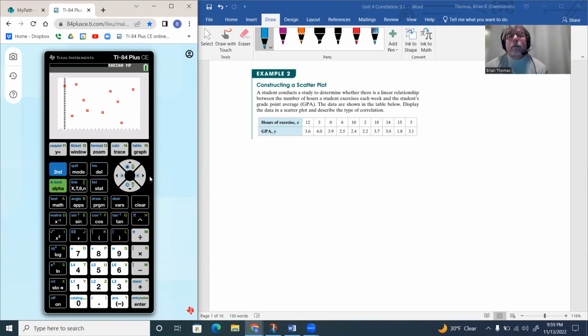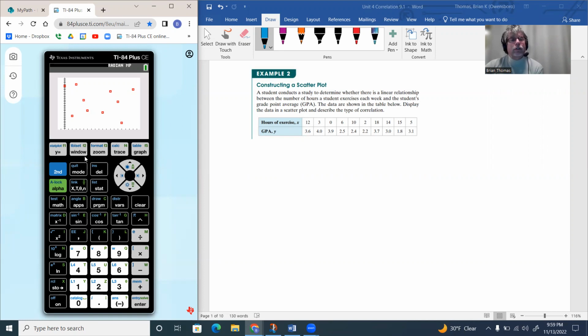So in this data, they were talking about, again, does exercise each week affect a person's GPA? Well, I would say based on this data, exercising and your GPA don't have any correlation whatsoever. So this would be considered no correlation based on this data. So we got that going on there.